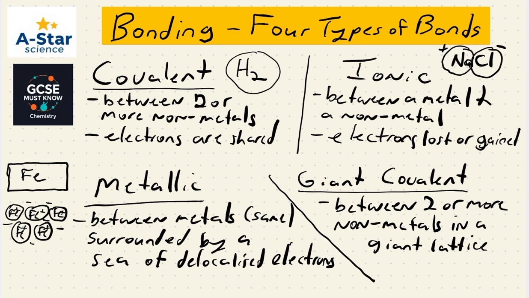And giant covalent, a good example, is between two or more nonmetals. The example you hear about a lot will be diamond. So diamond looks like this as a structure. You have these carbons, and each carbon is bonded to four other carbons. And that will just continue to grow and grow and grow in what we call a lattice structure, which is a regular arrangement of atoms.